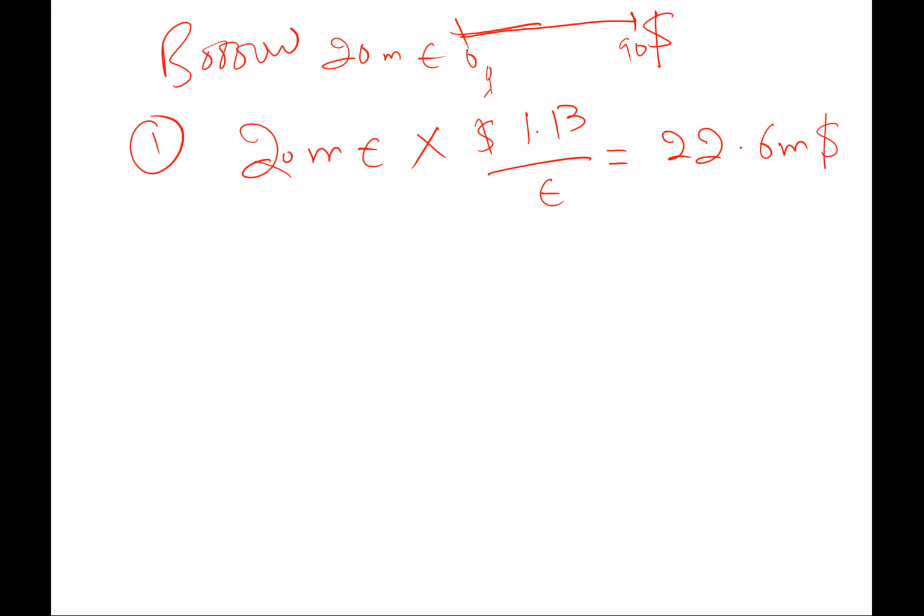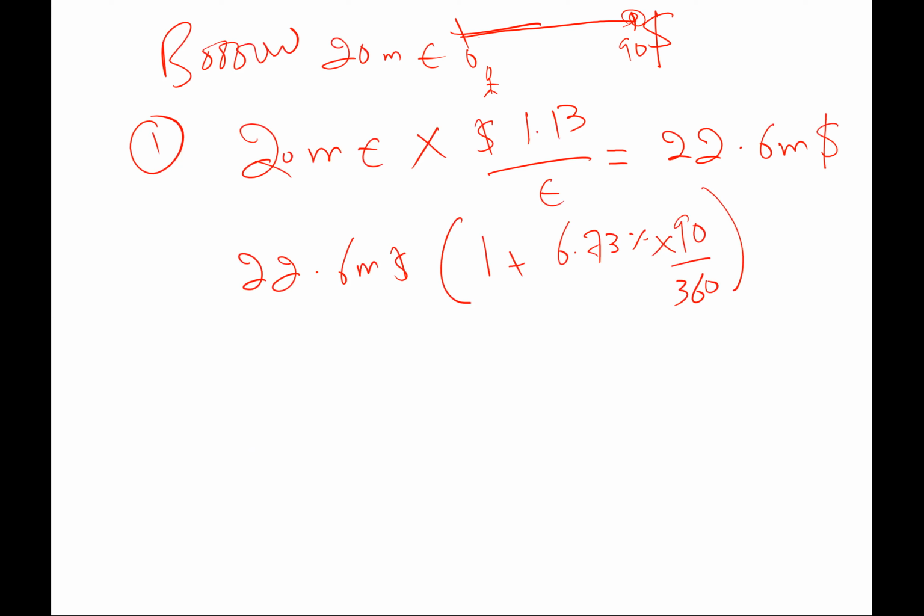You are right now here, right? You save it with the bank for 90 days. So when you save it with the bank for 90 days, you will receive some interest income, right? So you have now $22.6 million, and you will invest in the US. What is the rate? 6.73%. But this is an annualized rate. We are using this money for 90 days. So what is the answer?